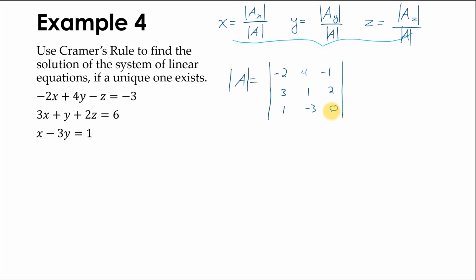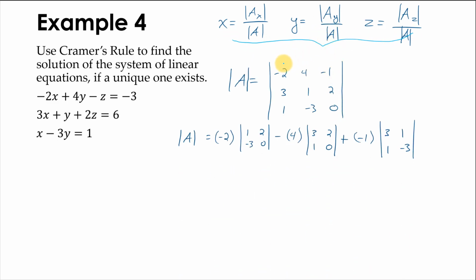When I do this, I take a look at my first column, and then my first element, and I get rid of that column and row that it's in, and what I'm left with is this 2 by 2 matrix. That's what I'm finding the determinant of, times that -2 that's out in front. Then I move over again in my first row, get rid of that row and the column that it's in, and I have my 3, 2, 1, 0. That's this 2 by 2 determinant that we're going to find.